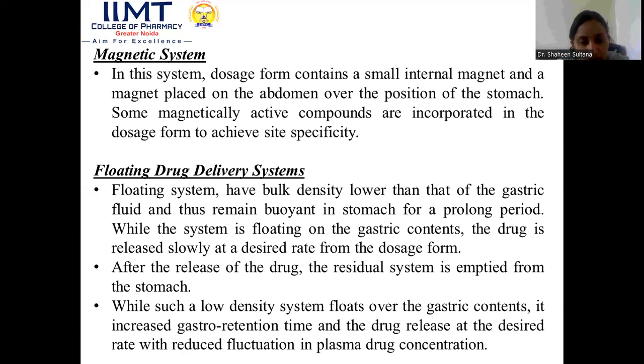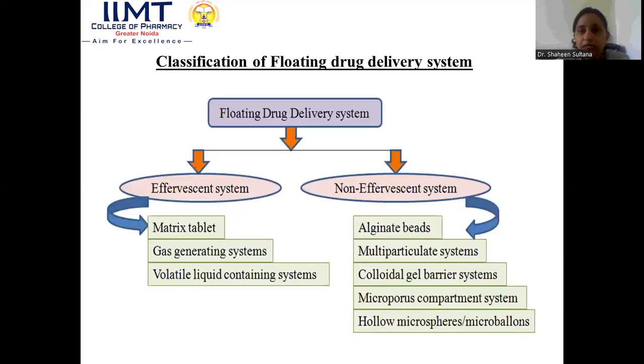While such a low density system floats over the gastric content, it increases the gastroretention time and therefore provides the drug release at a desired rate with reduced fluctuation in plasma drug concentration. Now, this is the flow diagram that shows the classification of floating drug delivery systems. There are two types, effervescent and non-effervescent. Effervescent can be the matrix tablet, gas generating system, and volatile liquid containing system. Non-effervescent includes alginate beads, multi-particulate system, colloidal gel barrier system, microporous compartment system, and hollow microspheres, which are also known as microballoons.